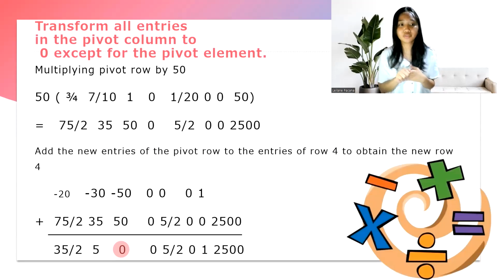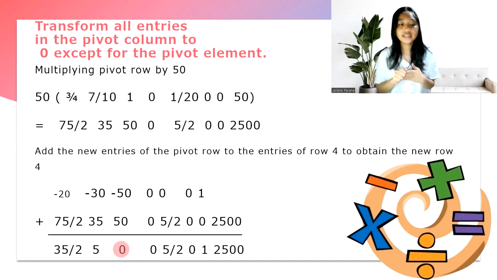So 50 times 3 over 4, that is 75 over 2. 50 times 7 over 10, that is 35. 50 times 1 is 50. 50 times 0 is 0. 50 times 1 over 20, that is 5 over 2. 50 times 0 is 0. 50 times 0 is 0. And 50 times positive 50, that is positive 2,500. So that result is what we will add to our previous row 4.